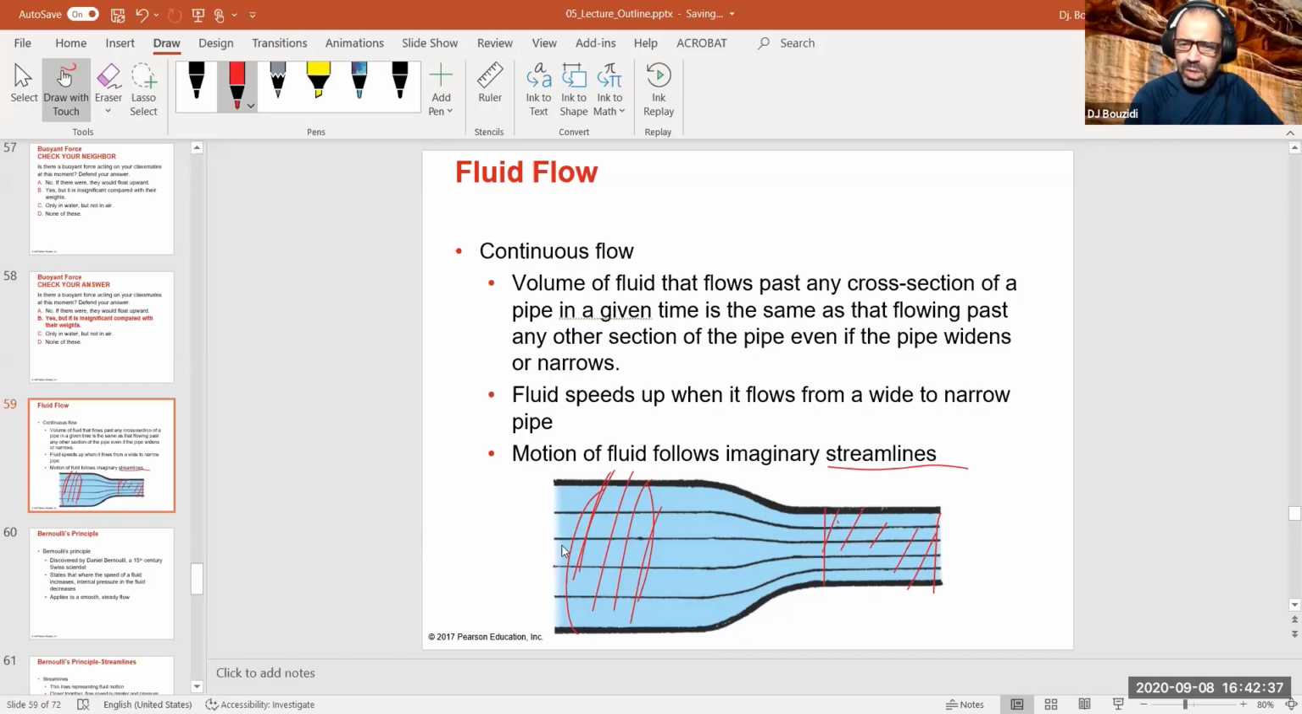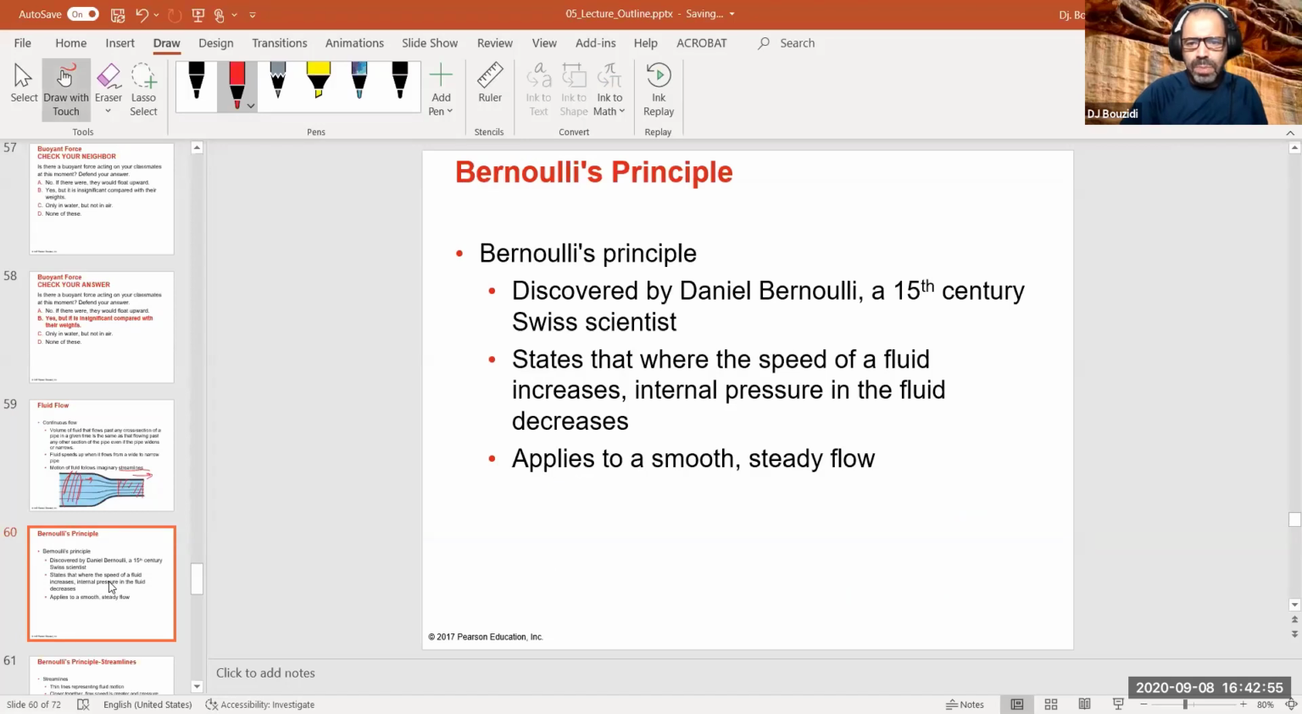Therefore, because it's a small area, this fluid will move faster than this fluid. That's why when you squeeze the end of, for example, a tube, the fluid will come out further depending on how much you let go. If you let out a small amount, it's going to travel further away. That is what firefighters do sometimes to fight fires. So the principle of Bernoulli in this case is basically that the speed of a flow increases and the internal pressure decreases.